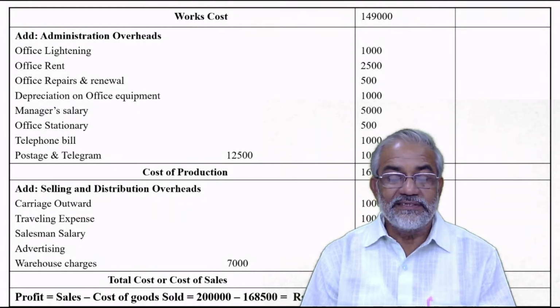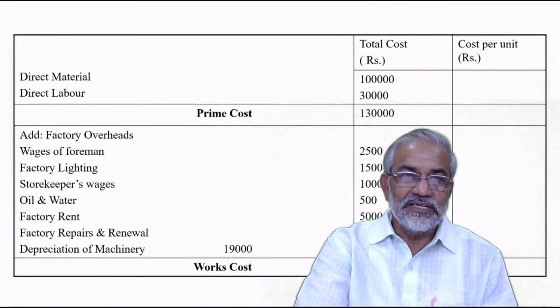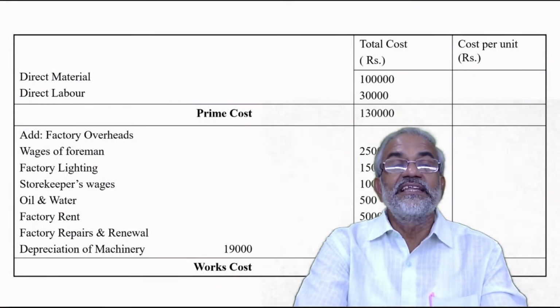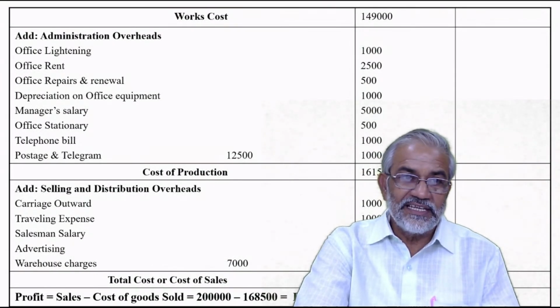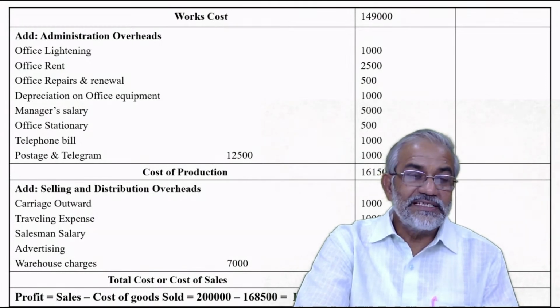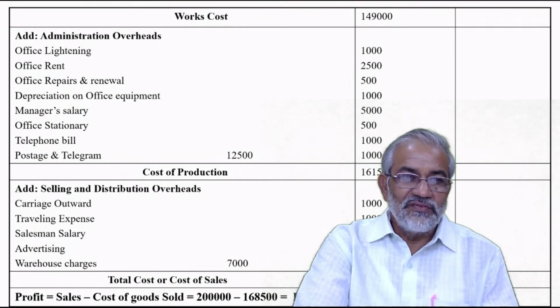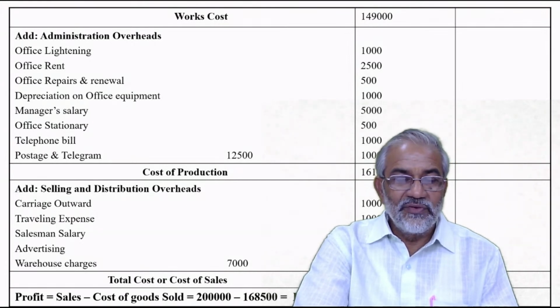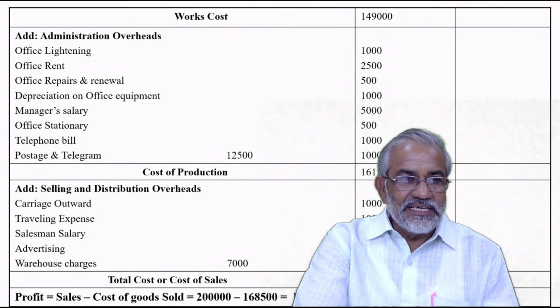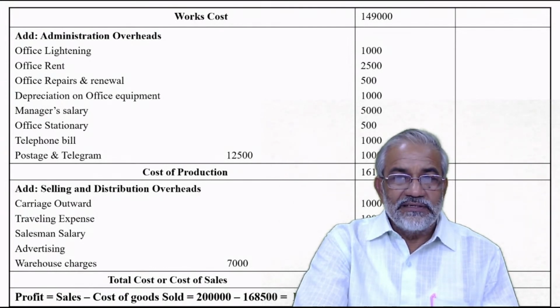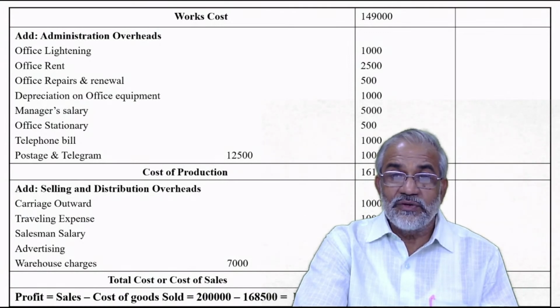Depreciation on office equipment. Depreciation on machinery, you look here, is taken there, that is 5,000. And depreciation on office equipment, that is 1,000, is taken here under the administrative overhead. Manager's salary, 5,000. Office stationery, 500. Telephone bill, 1,000. Postage and telegram, 1,000. So there are 8 items here coming under the administrative overhead, the summation of which comes to 12,500. So the administrative overhead here is 12,500 that has to be added to the works cost.